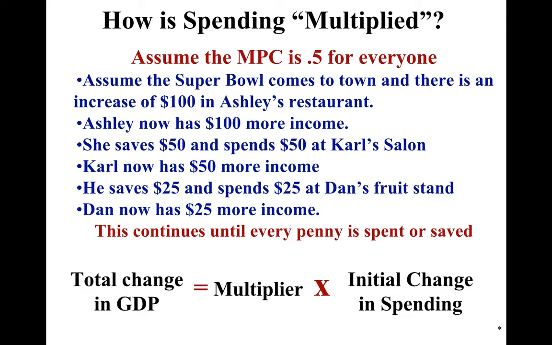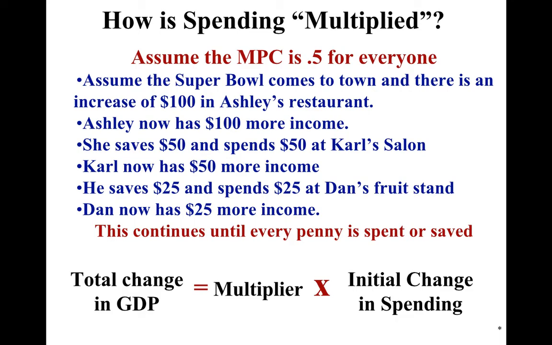Carl with a K now has $50 more income. He spends 25 because his MPC is 0.5. So he has $50 more income, he's only spending half, saving half, and he's spending it at Dan's fruit stand. Dan has 25 more income. So what's his MPC? 0.5. What's he going to spend? $12.50. So it goes on and so forth until every penny is spent or saved.